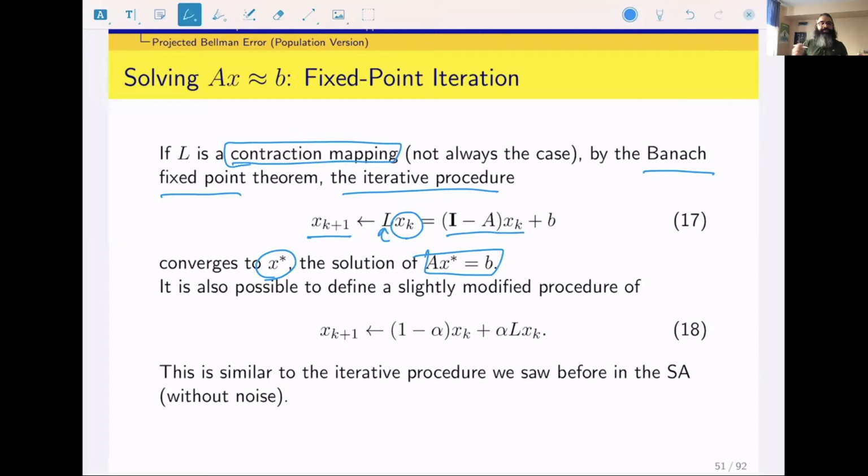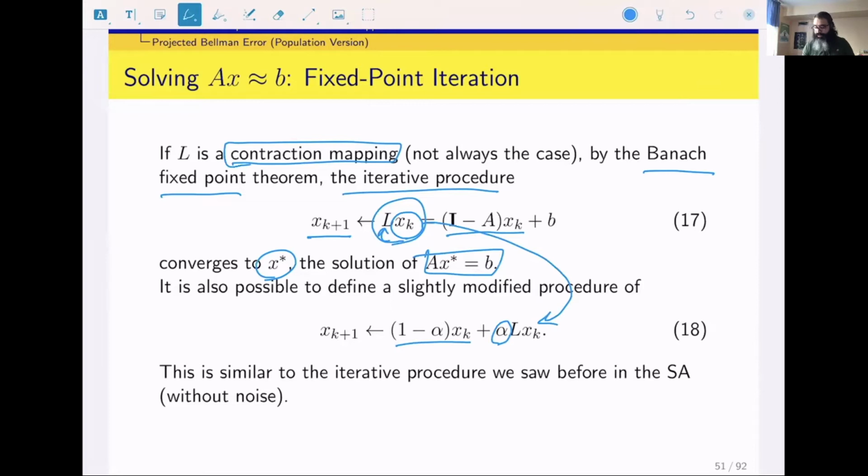We can also have a similar procedure in this form, that instead of applying L to xk completely and replacing the current value with L xk, we can only move a little bit towards it with a learning rate of alpha. So we have alpha times L xk, plus we keep (1 minus alpha) times xk as before. So xk plus 1 would become (1 minus alpha) xk plus alpha times L xk.